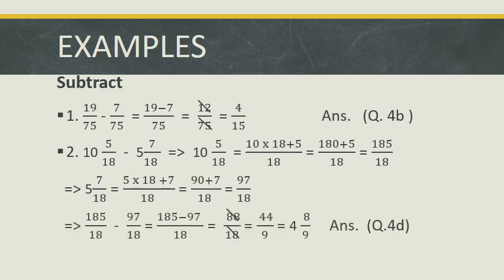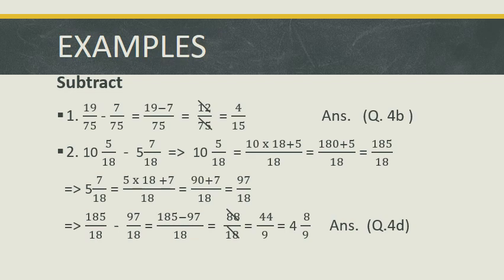185 by 18 minus 97 by 18 is equal to the difference of the numerators, which is 185 minus 97, which is equal to 88, upon the common denominator, which is 18. So 88 upon 18. Now children, we can divide this whole fraction by 2. That is, we can divide the numerator as well as the denominator by 2. When we divide 88 by 2, it is 44. And when we divide 18 by 2, the answer is 9. So our final fraction is 44 by 9.